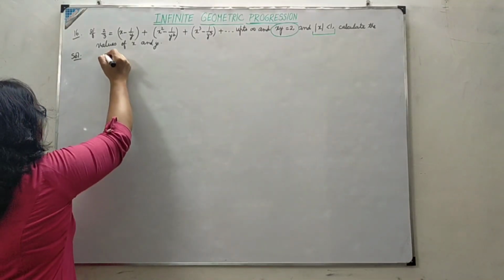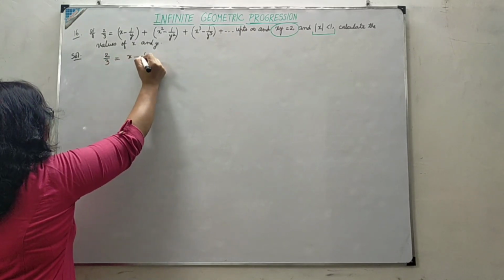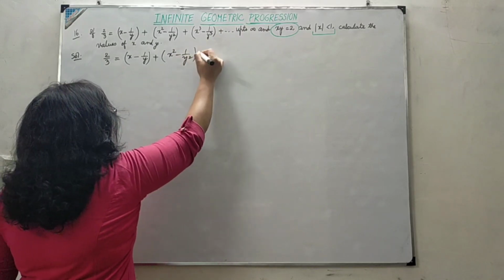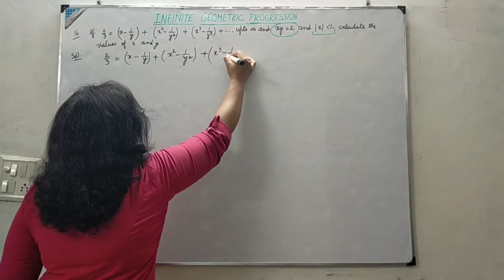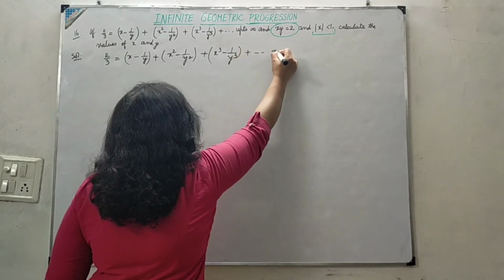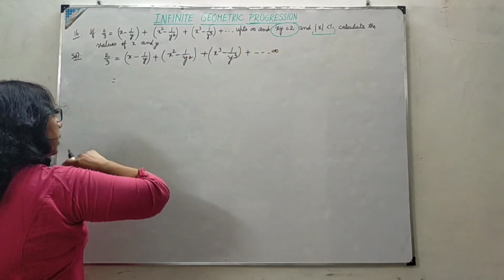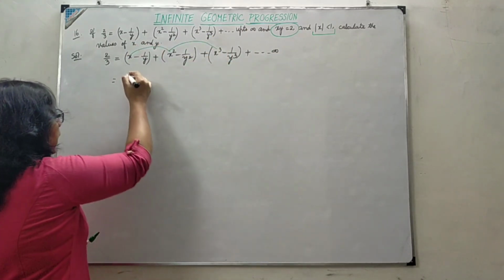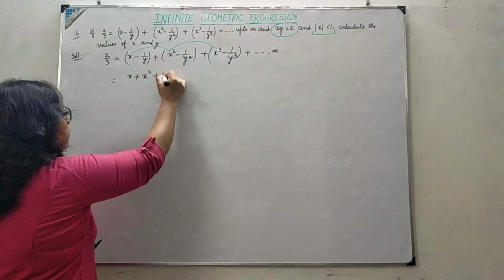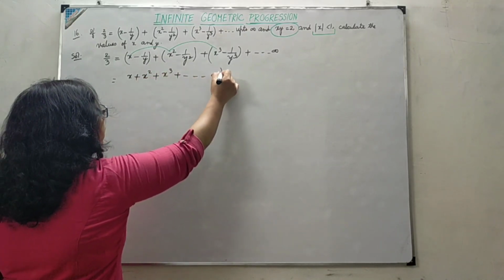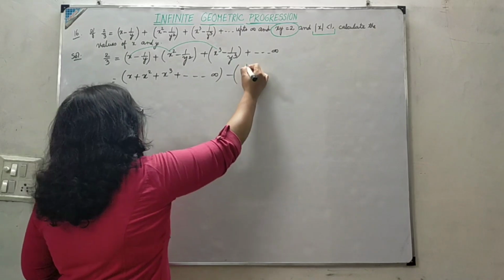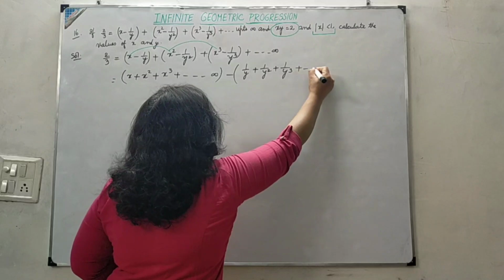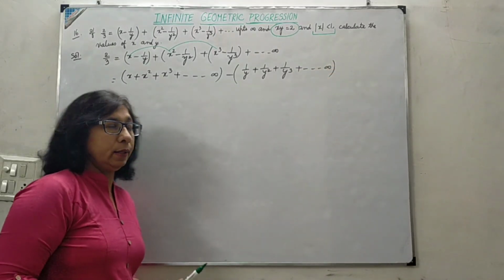Now let us see this expression 2 by 3 as x minus 1 by y. Is it a GP? Is it an infinite GP? Or how can we break this into an infinite GP? Again we can see there are terms which are in x and which are in y. So let me write the terms of x in one bracket, all the terms up to infinity, and then minus 1 by y plus 1 by y square plus 1 by y cube, and this all up to infinity in another.